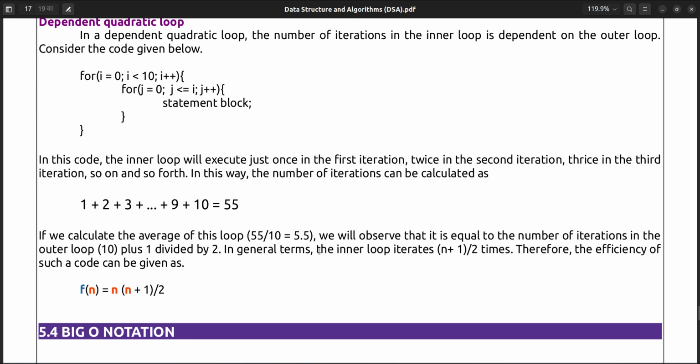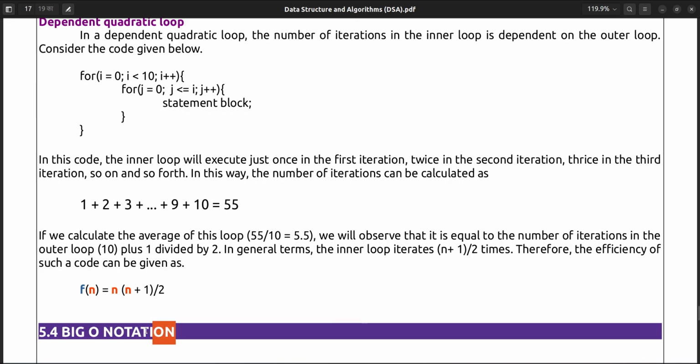In general terms, the inner loop iteration is n plus 1 divided by 2 only. This will be the inner complexity. Whatever n will be there, plus 1 divided by 2. Therefore, the efficiency of such code can be given as n into n plus 1 divided by 2. Okay, so this is for this session only.